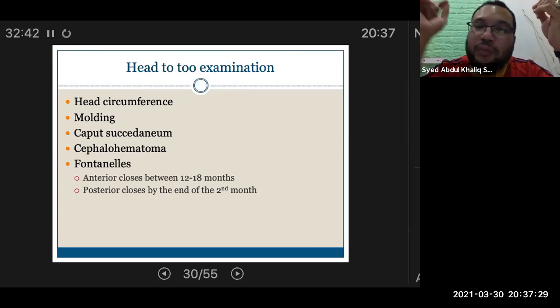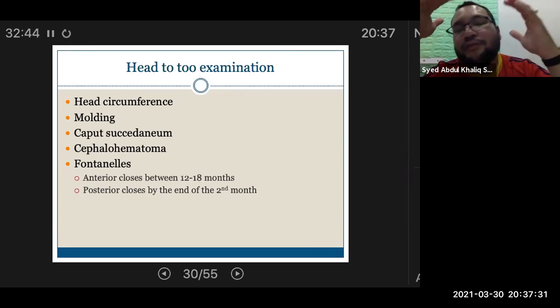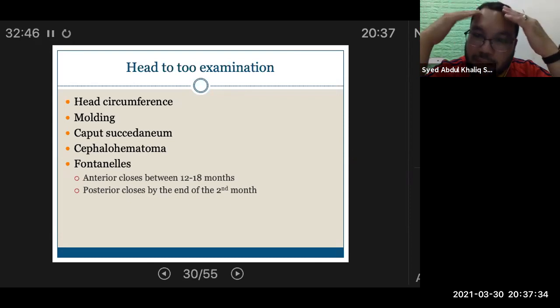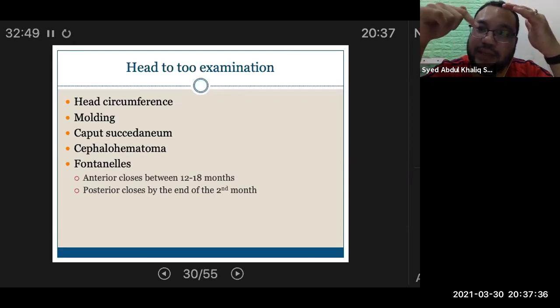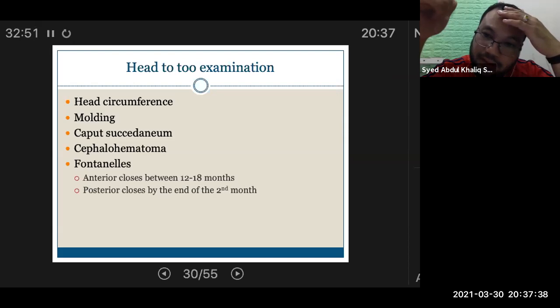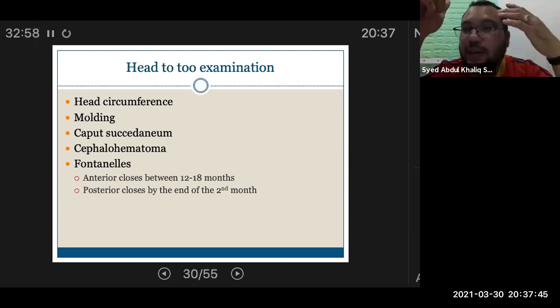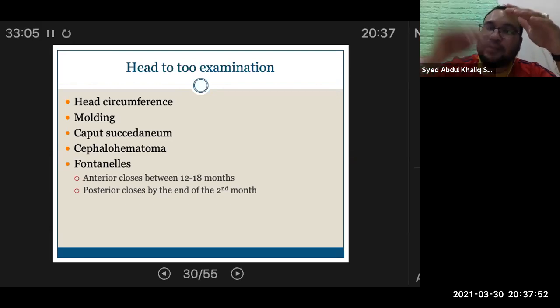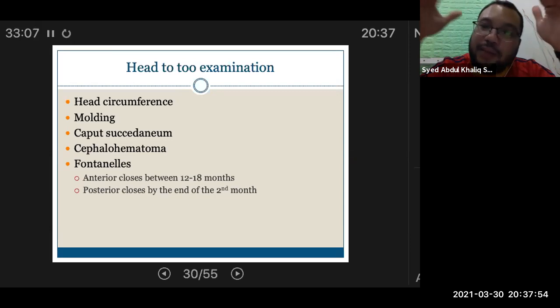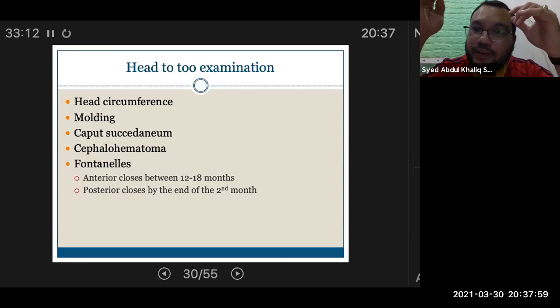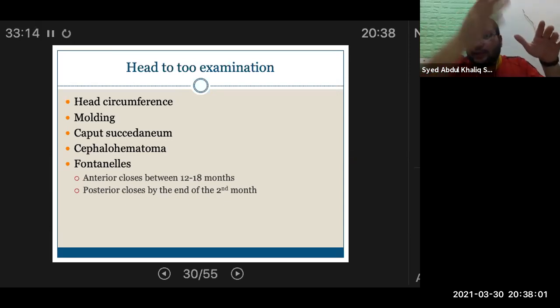So cephalhematoma is bleeding. Okay, if you remember, layers of the scalp is SCALP. S is apa S? S is skin lah. Skin. C is connective tissue. A is aponeurosis. L is loose connective tissue. P is periosteum. Below periosteum is your skull. Kan? So cephalhematoma is bleeding below the periosteum. So you know periosteum covers the bone.